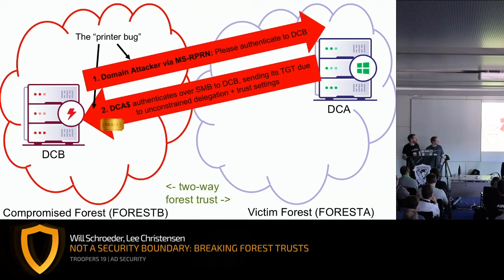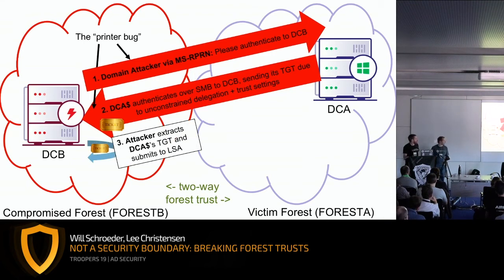And it'll send its ticket granting ticket because of unconstrained delegation and those default trust settings that allow delegated tickets to flow across forest boundaries. So these first two parts, this is the printer bug, and we can trigger the printer bug in the foreign forest because that Authenticated Users SID, that group, is the only permission we need by default to trigger this. And then DCA's machine account TGT is going to flow back because of default trust settings.